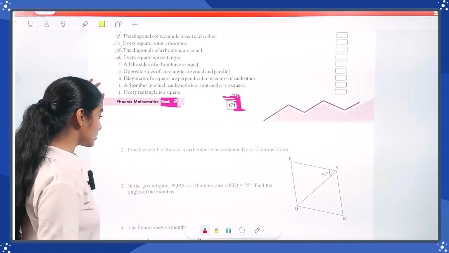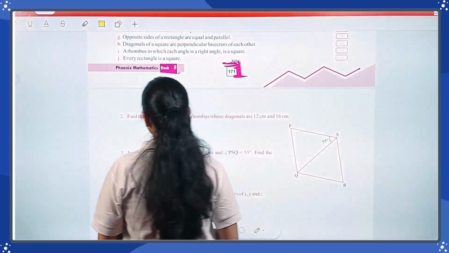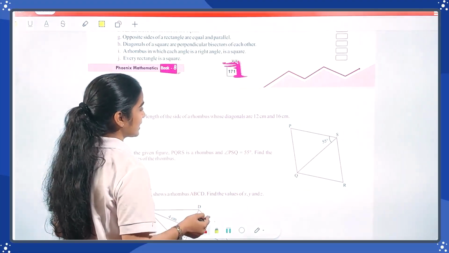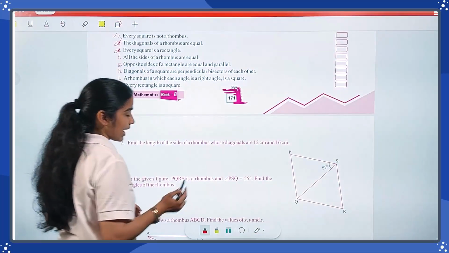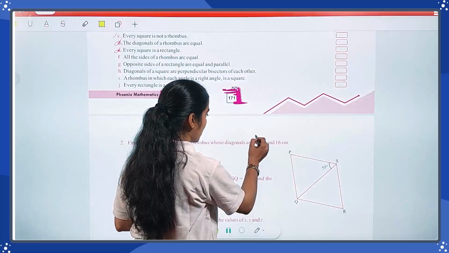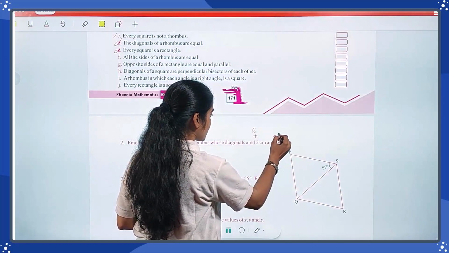So you have to answer the rest of the questions. Now we have a question. Find the length of the side of a rhombus whose diagonals are 12 centimeter and 16 centimeter. So we already know the diagonals bisect each other. So it means half of 12 is 6 and of 16 is 8.